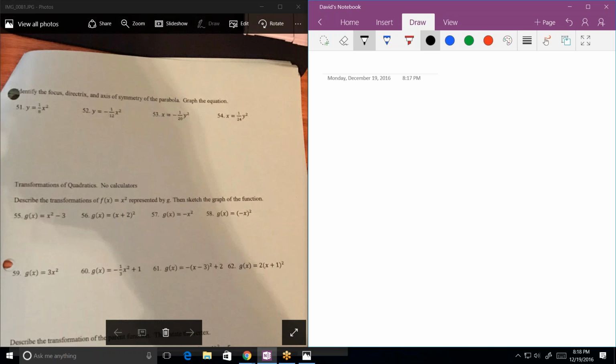Okay, 57. The negative sign is outside the function, so what is it, vertical or horizontal? Vertical. And what is it? A vertical what? A vertical shift? No. Vertical stretch? Reflection. It'd be a vertical reflection.